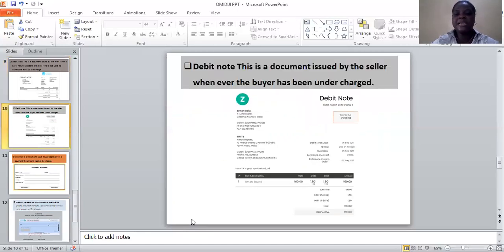Then the next one is debit note. Debit note is equally issued by the seller to the buyer when the error of undercharge is to be corrected. Take for an instance, when the goods that's supposed to be 5,000 naira was charged to be 2,005. To correct the balance of 2,005, debit note must be issued.